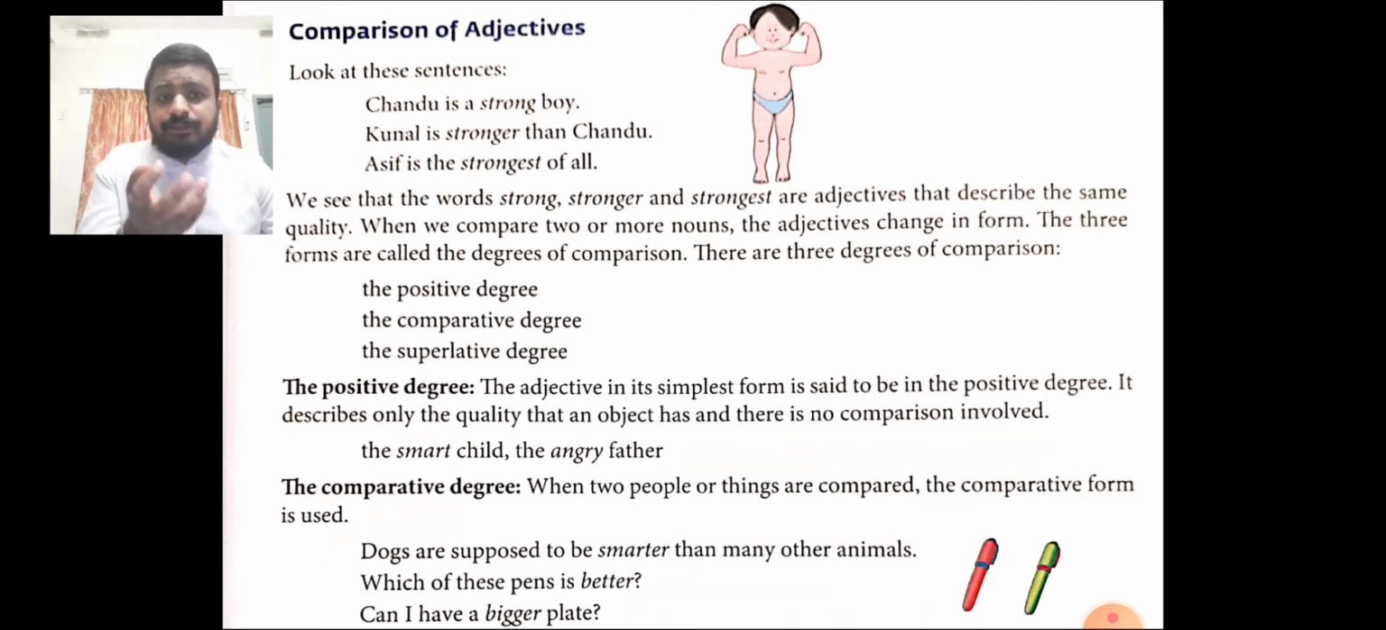But what do you mean by the comparative degree? When two people or things are compared, then we need to use the comparative form. For example, look at the first sentence. Kunal is stronger than Chandu. There, Kunal and Chandu are being compared. So we use stronger. So in order to compare two things or two people, we use the comparative degree.